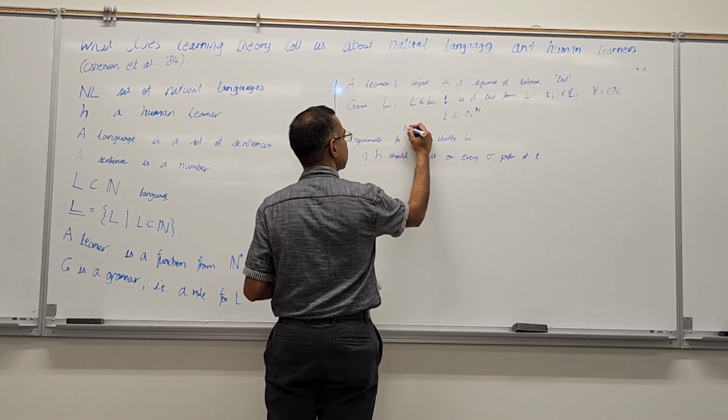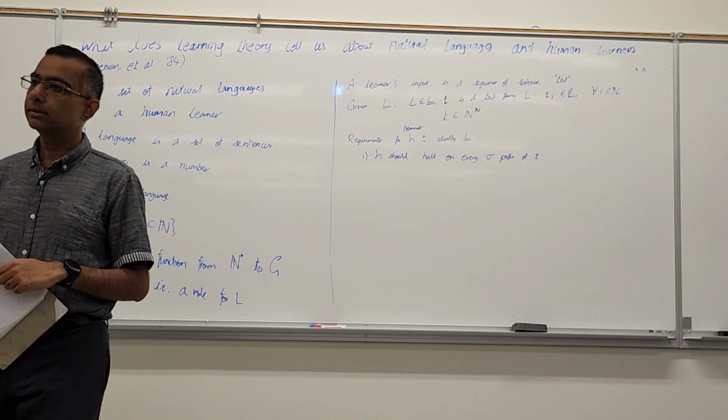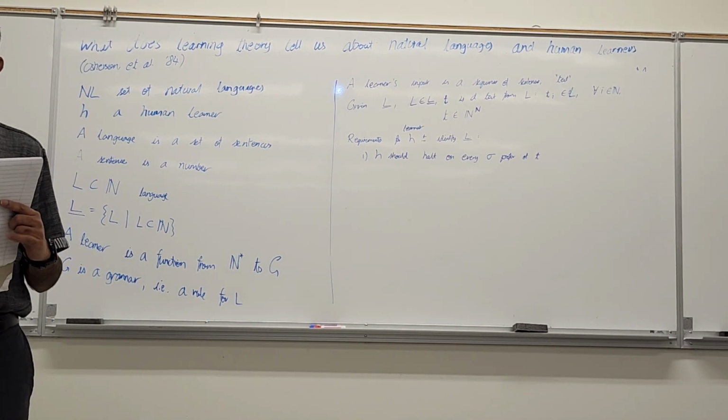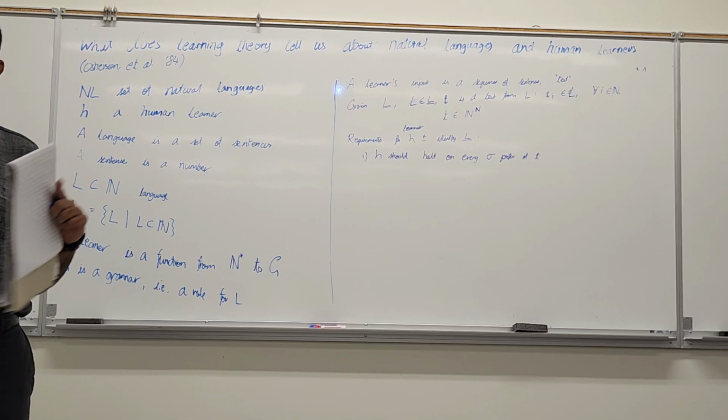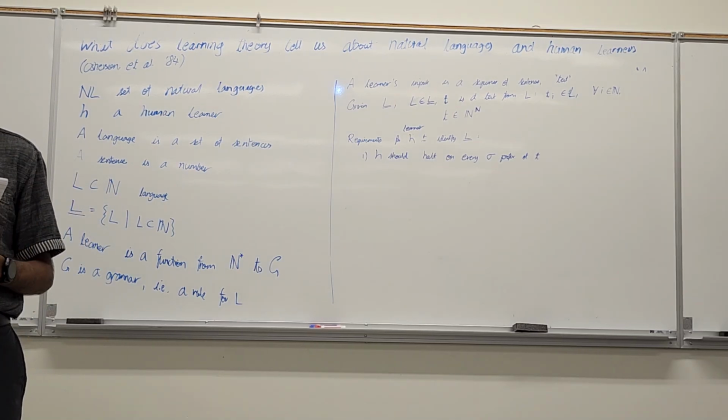So learner H is to identify the language. Okay, so I interchange between F and H. The idea is that H is supposed to be the function representing the human learner, but in general you can talk about any learners and we'll call those learners F.